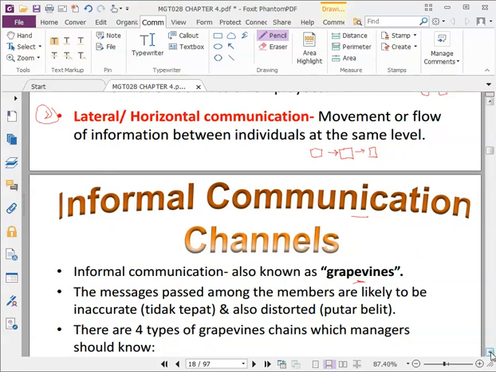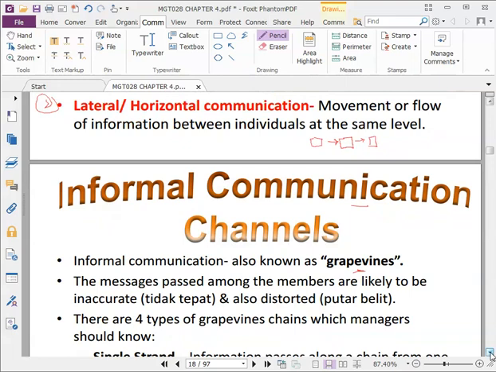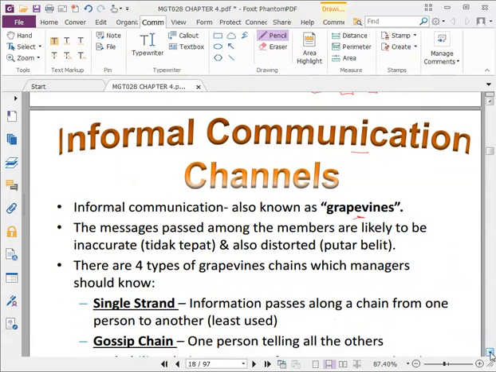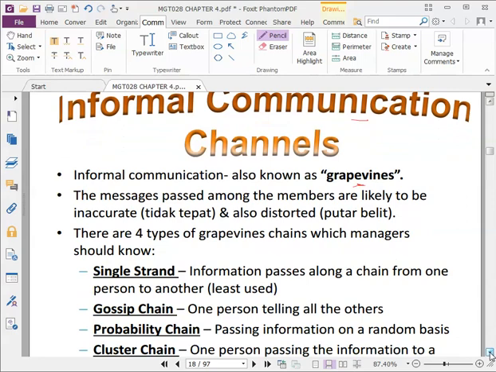Okay. Okay, there are 4 types of grapevine chains which managers should know. Okay. Okay, kalau kita fokus informal communication ni dalam organization, okay, so kita ada 4 jenis grapevines ataupun informal communication. Okay.